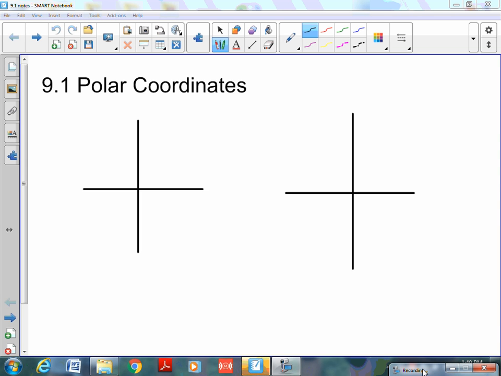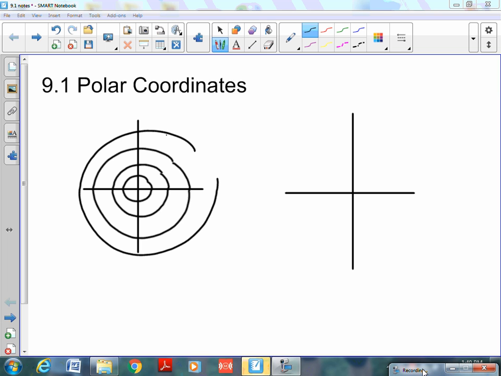Where you find this in the real world is air traffic controllers. They make a lot of money, by the way, but they have one of the highest stress jobs in the country. Radar, oceanographers. This is what type of graph we are going to study for this whole chapter. Kind of looks like a bullseye, doesn't it? You've never graphed on a bullseye.